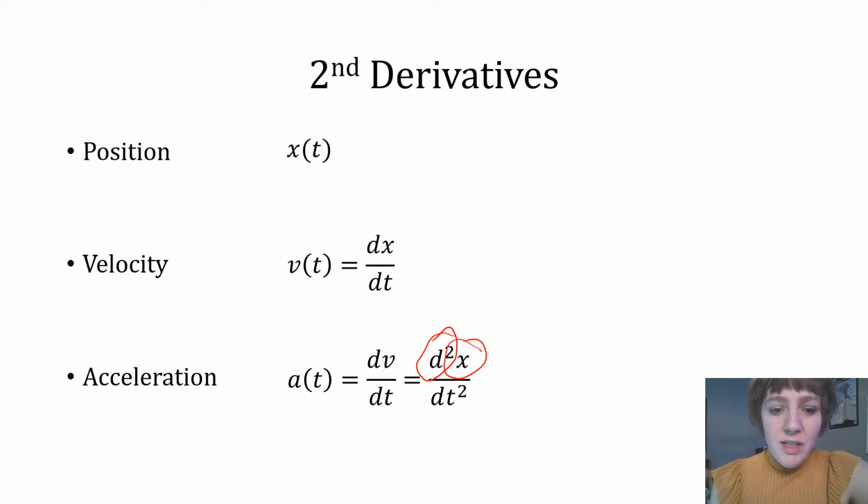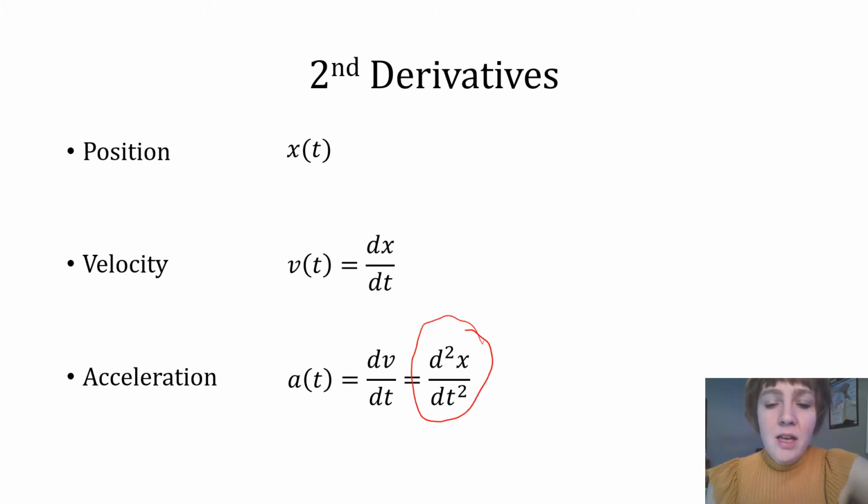So if you see nomenclature like this, if you see d squared x dt squared, then you know that you're talking about the rate of change of a rate of change, just like acceleration is the rate of change of the rate of change of position. Sounds a little bit like a tongue twister, but hopefully it makes sense.